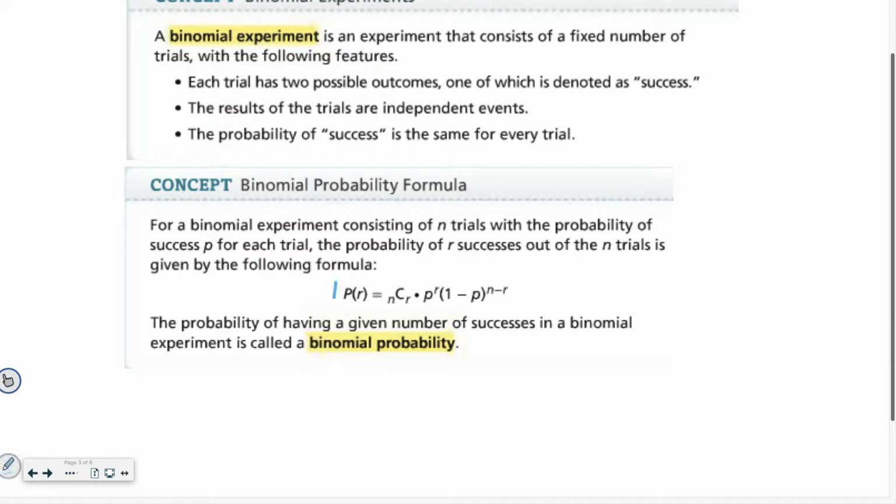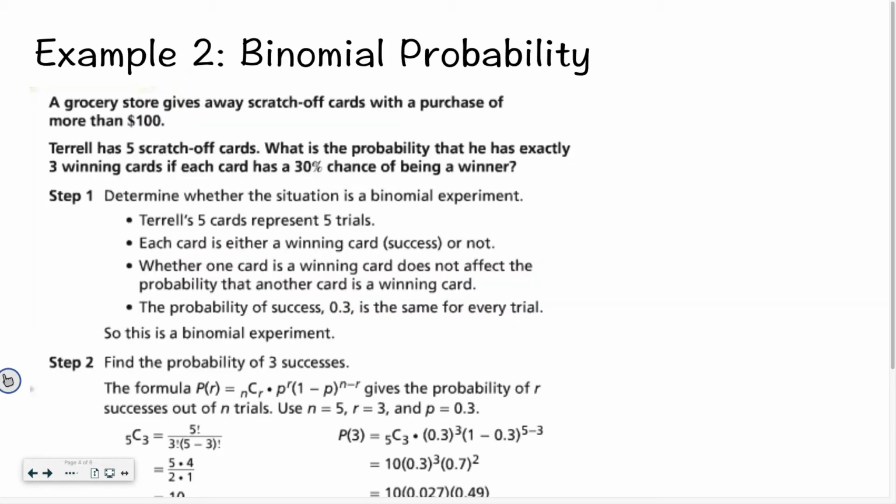Now, here in the second concept bubble is the formula that you are going to need, so you are going to need to memorize this. I realize that it looks really big and scary, but once you get used to using it a few times, I think you'll be able to remember it, and it won't be so bad. Right now, it just looks scary. We're going to do an example with it to break it down. It's the probability of having a given number of successes in a binomial experiment, and that is our binomial probability. So quickly jot down that formula, and let's try an example so it seems less scary.